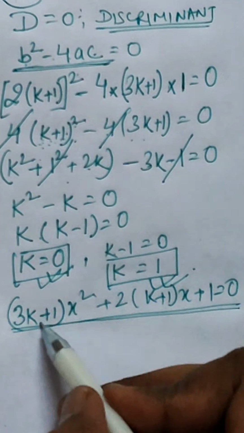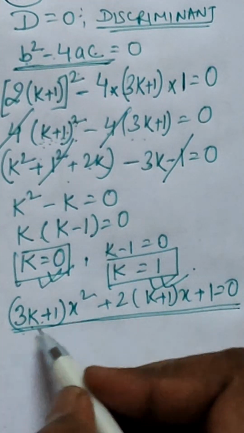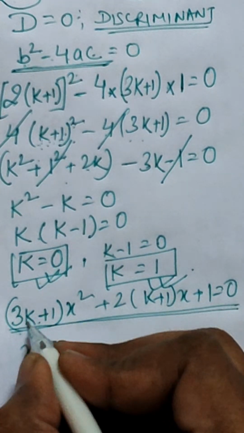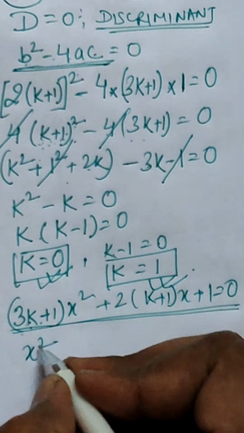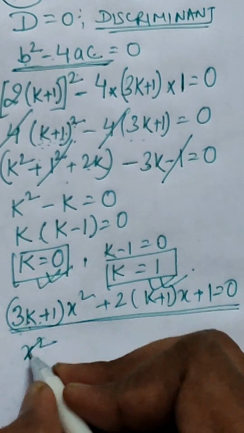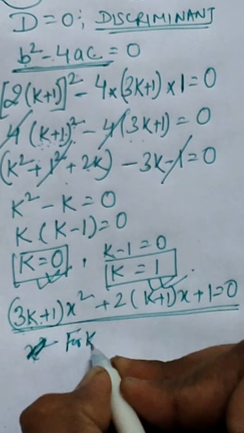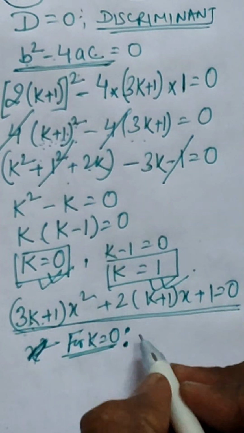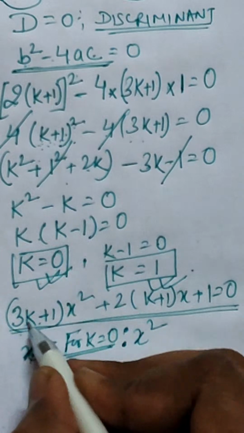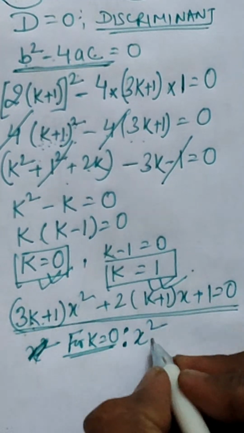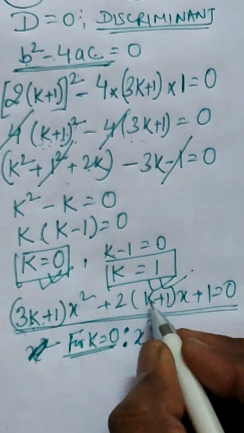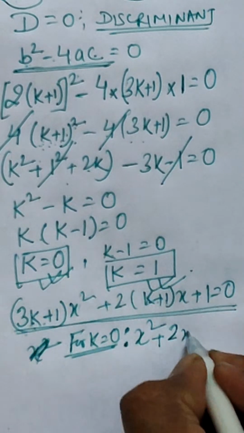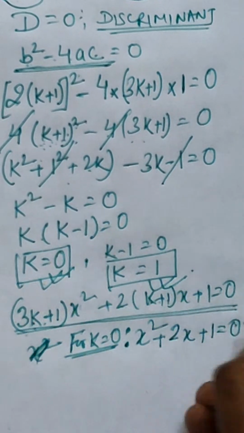Now when you put the value of k as 0, the equation will turn like this: x square, because k will be 0, so 3k will be 0. So I am writing it: for k equal to 0, the quadratic equation will look like x square, because k will be 0, only 1 will be left. So x square plus 2 times, 0 plus 1 is 1, 2 into 1 will be 2, x square plus 2x plus 1 equal to 0.